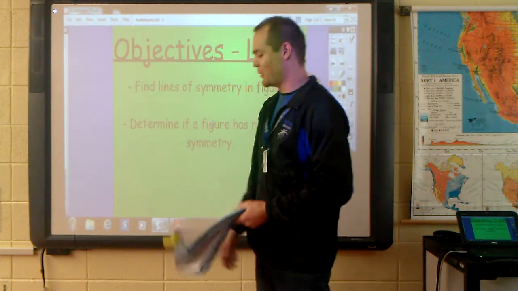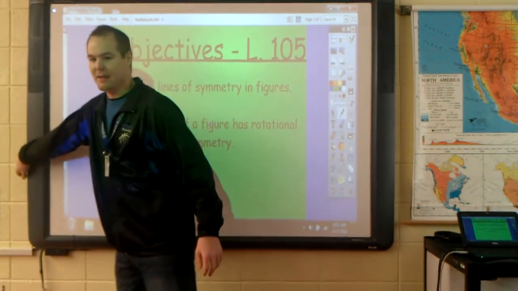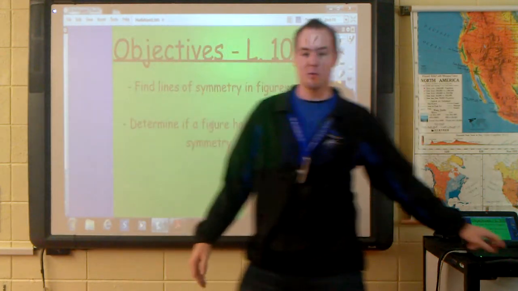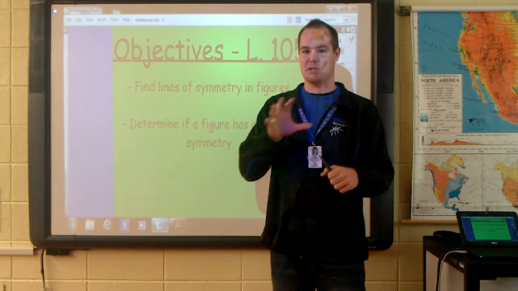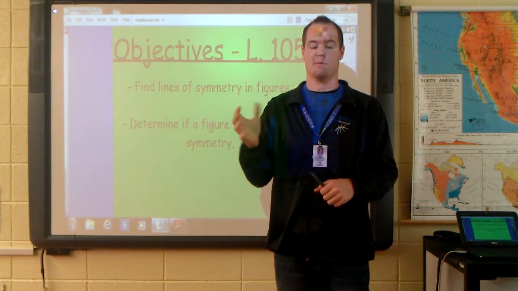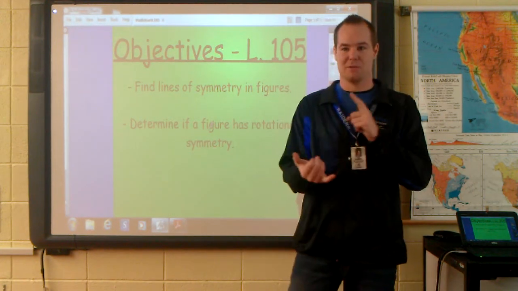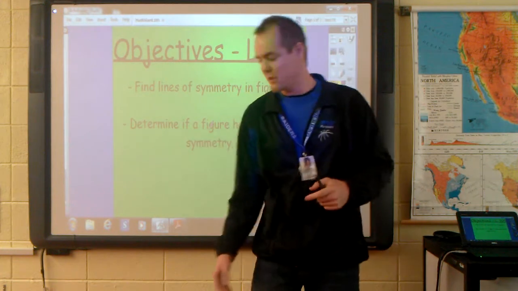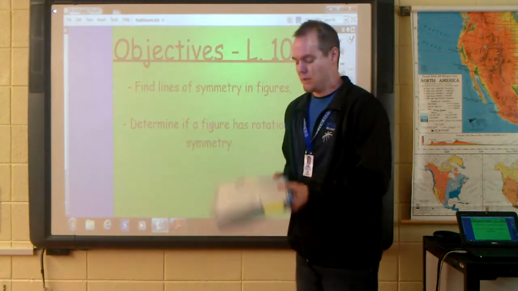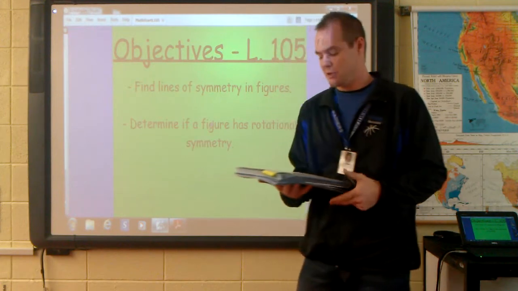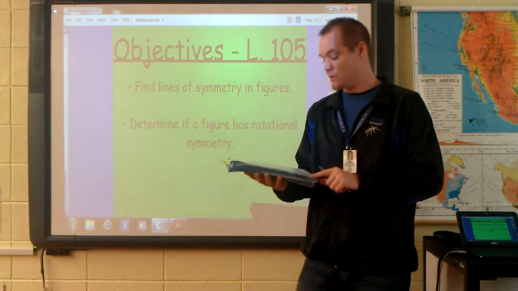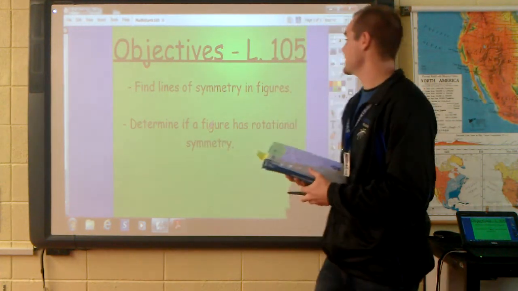Today we're learning about lines of symmetry, and we're kind of reviewing transformations. Remember that with those transformations, we can shift objects around, rotate them, and reflect them through the three different types of transformations: translation, reflection, and rotation. The new concept is found on page 688, and this is lesson 105.